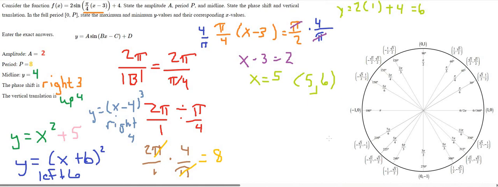And we're going to do the same idea to find the minimum. We know the minimum for sine is going to occur at the point 3 pi over 2. So we need to solve pi over 4 times x minus 3 equals 3 pi over 2. So again, we're going to multiply both sides by the reciprocal, which is 4 over pi.